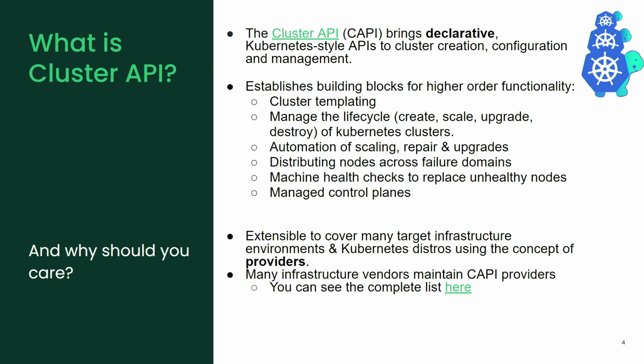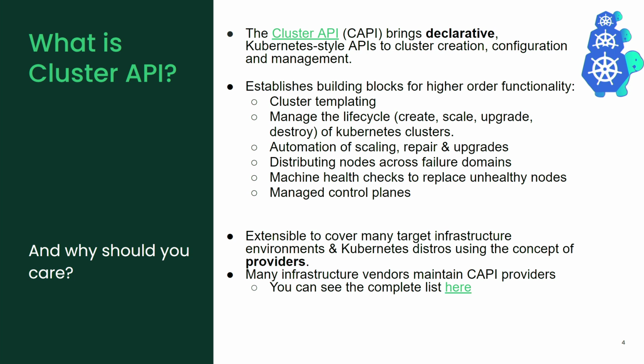Right, yeah, so CAPI comes with some building blocks, as you see, like cluster templating, managing the lifecycle of a cluster, like normal operations: creation, update, delete, automation of scaling, repair and upgrades. It has the capability of distributing the nodes across failure domains, and also machine health checks, which can replace the unhealthy nodes in your cluster. And lastly, the managed control planes, where you have the control planes managed by services.